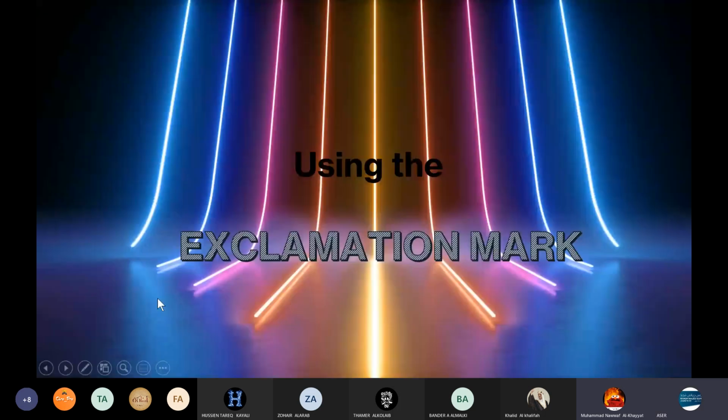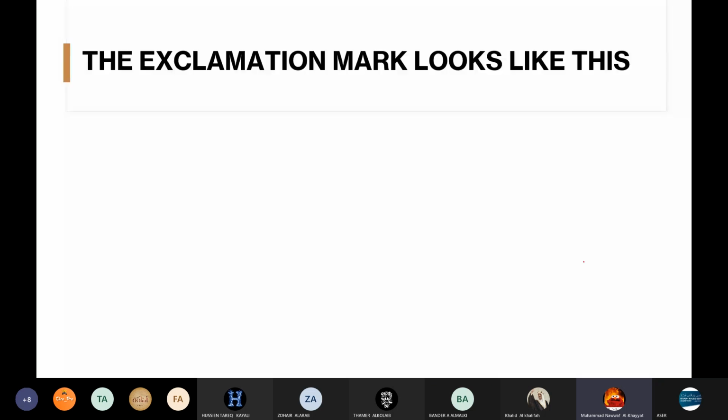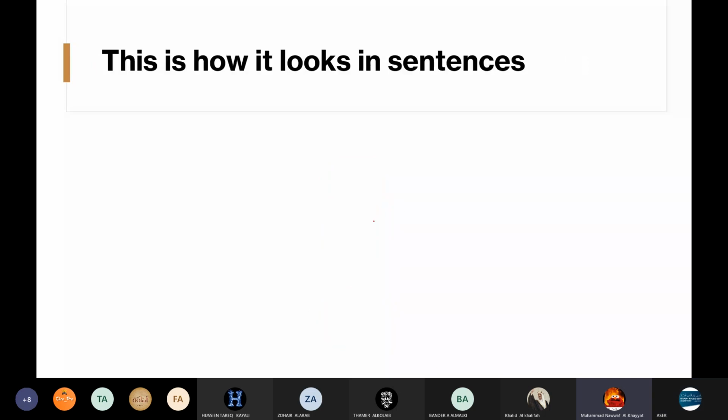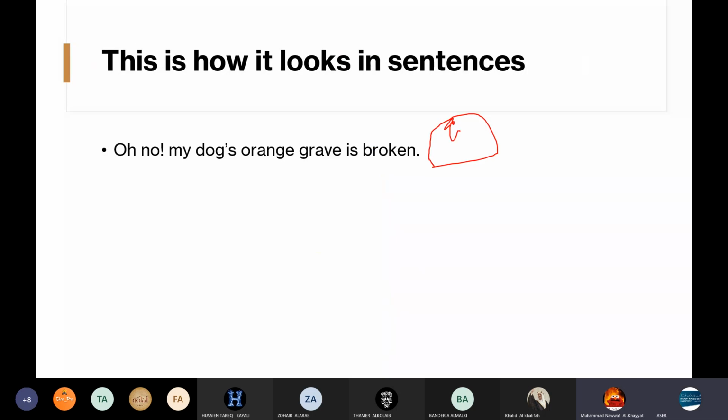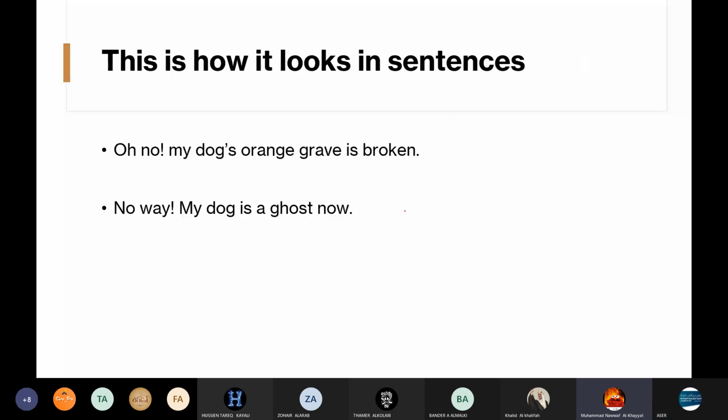Okay, using the exclamation mark. Please leave your questions at the end of the presentation. Using the exclamation mark. The exclamation mark looks like this. There, that's what it looks like. This is how it looks in sentences. Oh no, my dog's orange grave is broken. Broken grave. No way, my dog's a ghost now.